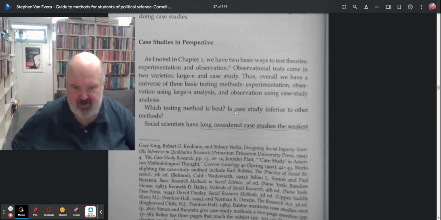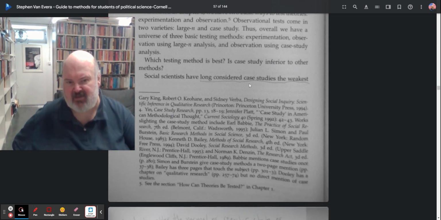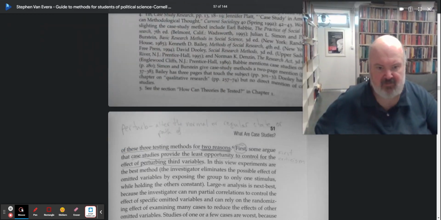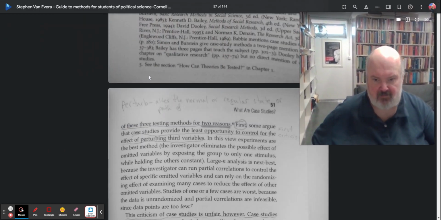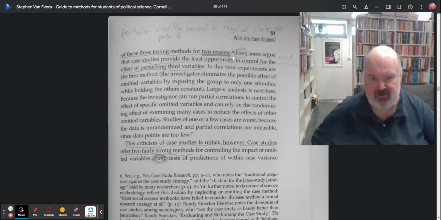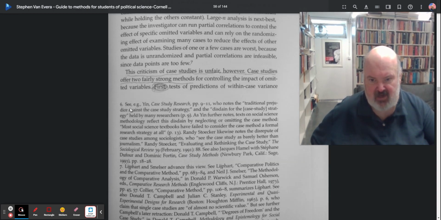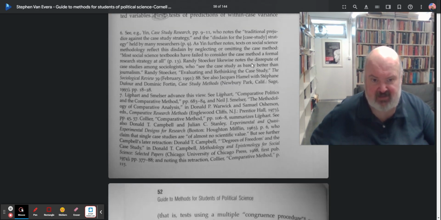Which method is best? Is case study inferior to the other methods? Social scientists have long considered case studies the weakest of the three testing methods for two reasons. Now, before he does this, he gives an example. Yin notes the traditional prejudices against case study strategy and the disdain for it held by many researchers. As Yin notes further, texts on social science methodology reflect the disdain by neglecting or omitting the case study method. Most social science textbooks have failed to consider the case study method a formal research strategy at all.